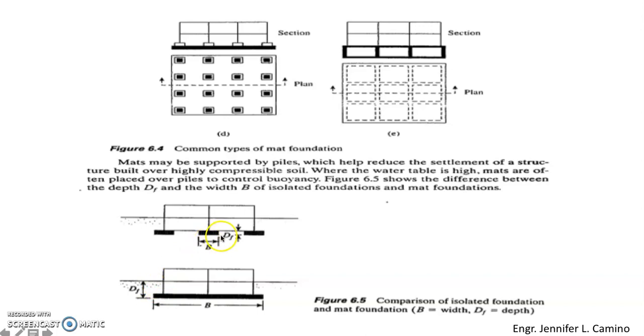There is a difference between Df and the width of the foundation. For the isolated foundation, this is our Df and this is our base or the width of the foundation. For the mat foundation, this is Df and this is the width of the foundation. So this is the comparison between isolated foundation and mat foundation in terms of their depth and width.